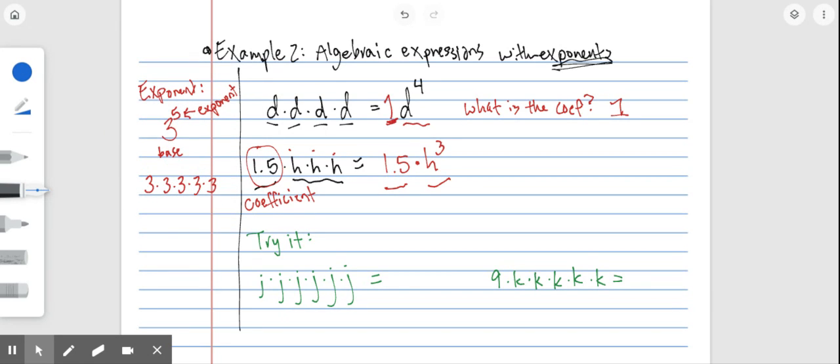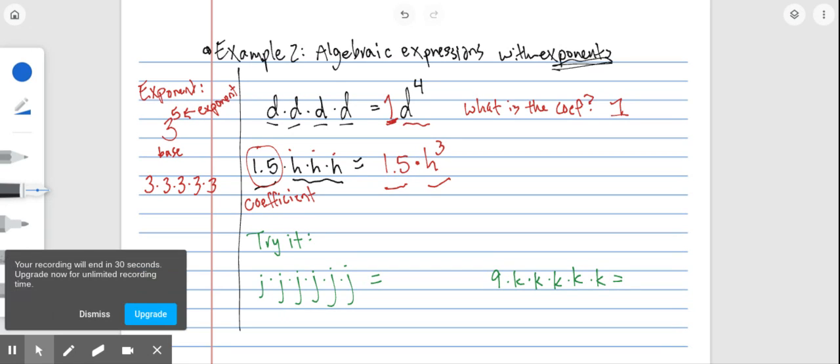All right, you should be coming back now that you've tried it. So I notice on this first one, I don't see a coefficient, so I'm just going to start with the variable. There's a variable of j, and j is multiplied by itself 1, 2, 3, 4, 5, 6 times. So this is j to the 6th power. Awesome job. The second one has a coefficient of 9, and then I've got 1, 2, 3, 4, 5 k's. So this is k to the 5th power.